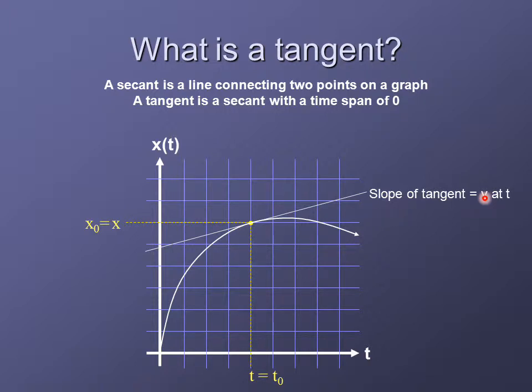And as I told you before, velocity is the derivative. So the reason we're so interested in tangents is because the slope of the tangent and the derivative are exactly the same thing. The slope of the tangent and the derivative are the same thing. And that's because the derivative is the rate of change and the slope of the tangent is the rate of change as well.